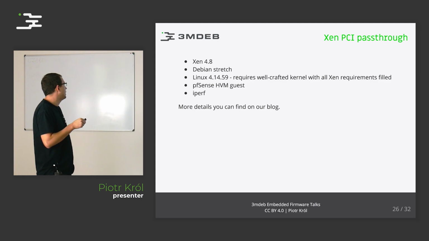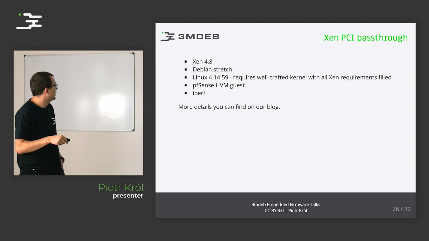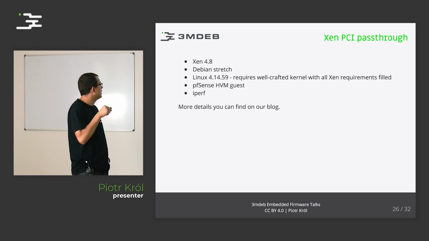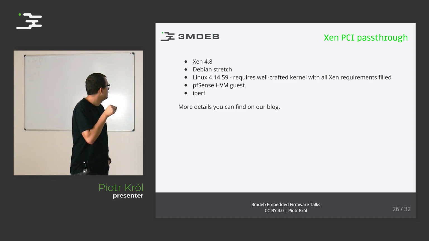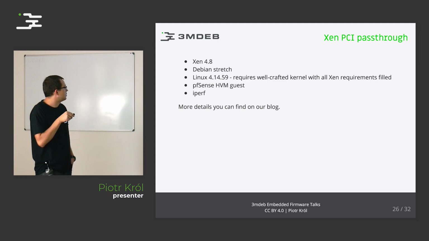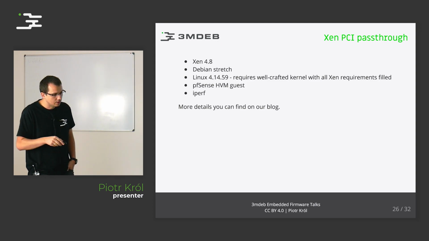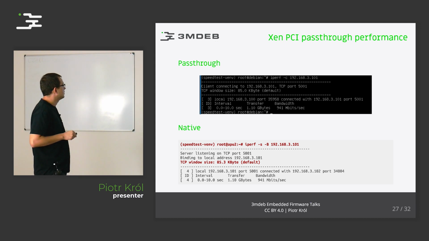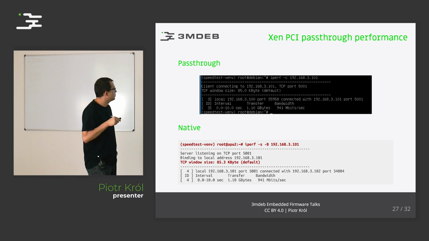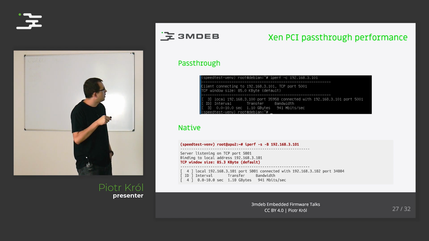Okay, so Xen 4.8, I told you that. Debian Stretch Linux, I did that with a much more recent version. pfSense and testware with iPerf, and you can find details on our blog. Okay, so the tests. Of course, this is also not visible very well, but if you look carefully, you can see that there is 941 megabits per second, and this is inside our hardware guest.